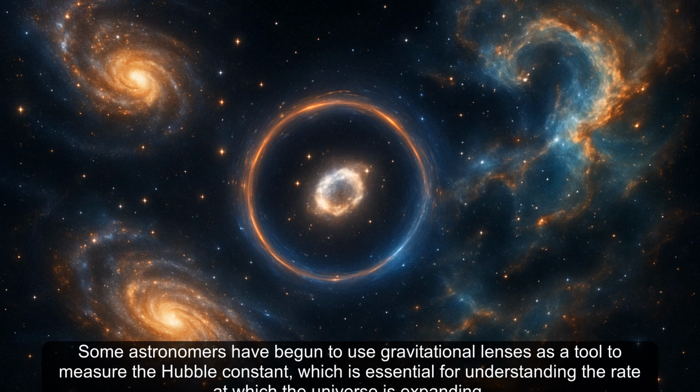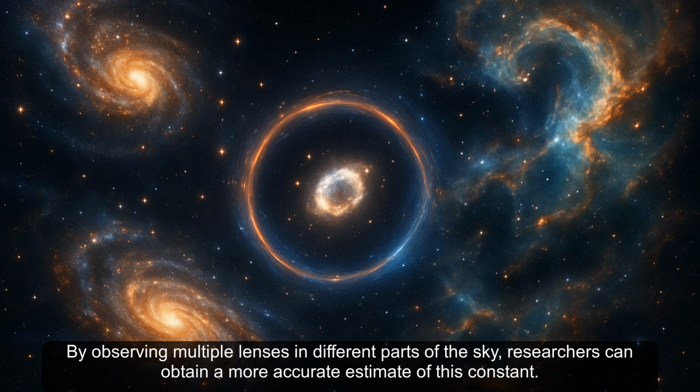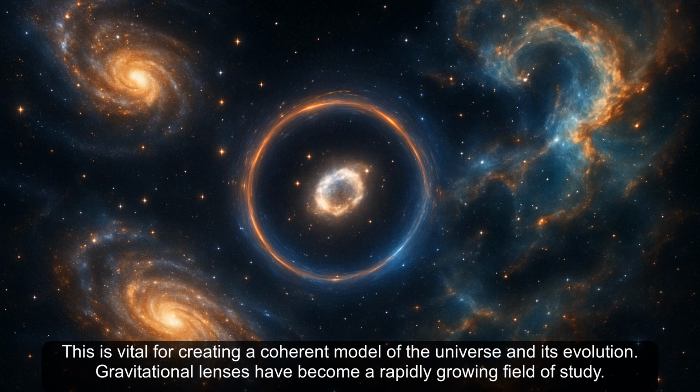Some astronomers have begun to use gravitational lenses as a tool to measure the Hubble constant, which is essential for understanding the rate at which the universe is expanding. By observing multiple lenses in different parts of the sky, researchers can obtain a more accurate estimate of this constant. This is vital for creating a coherent model of the universe and its evolution.